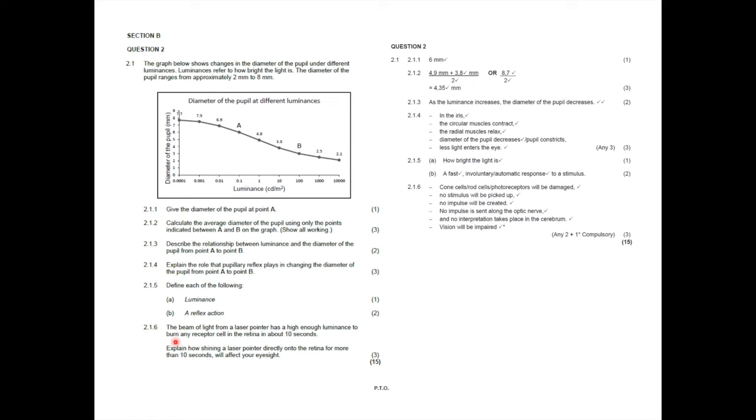Then 2.1.6. The beam of light from a laser pointer has a high enough luminance to burn any receptor cells in the retina in about 10 seconds. Explain how shining a laser pointer directly on the retina for more than 10 seconds will affect your eyesight. So you must answer how it will affect your eyesight. Now, the cones or rods, your photoreceptors, will be damaged. No stimulus will be picked up, no impulse will be created, no impulse will be sent along the optic nerve, there will be no interpretation in the cerebrum, and vision will be impaired. Make sure you always answer how this will affect eyesight.